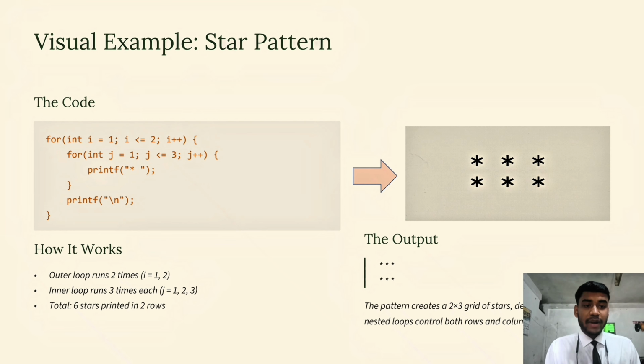Let's see a practical example using a star pattern. In this code, the outer loop runs 2 times, which controls the number of rows. The inner loop runs 3 times, which controls the number of columns. So for each iteration of the outer loop, the inner loop prints 3 stars. As a result, we get a total of 6 stars printed in 2 rows. This clearly shows how nested loops work together to create a structured output.